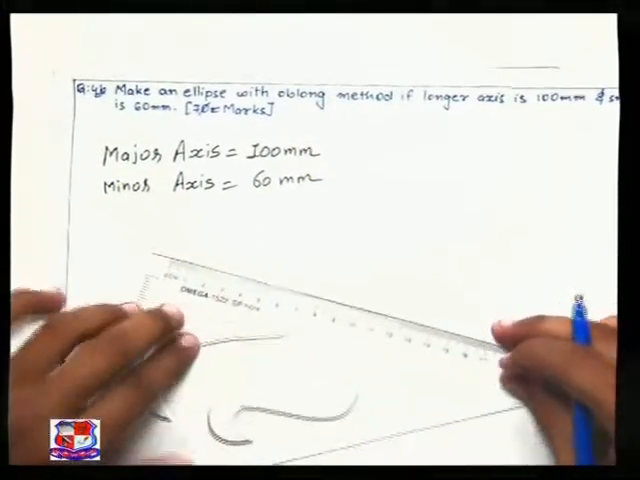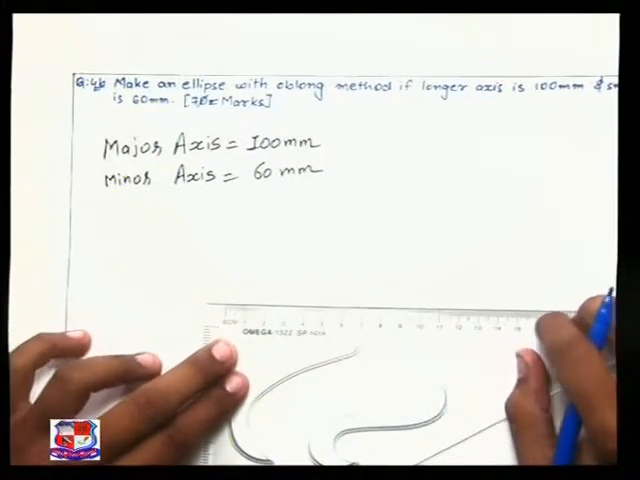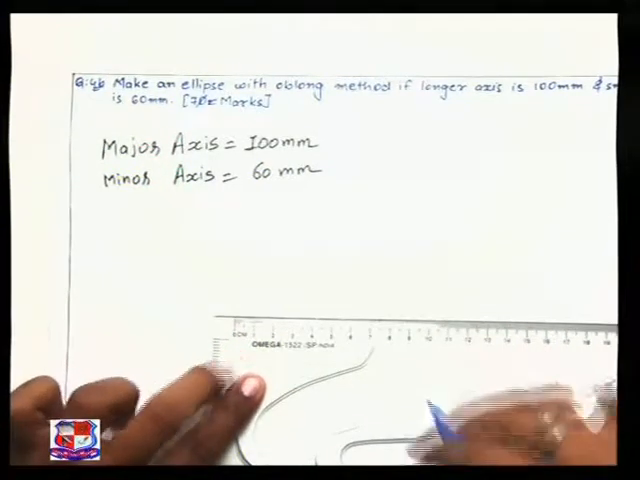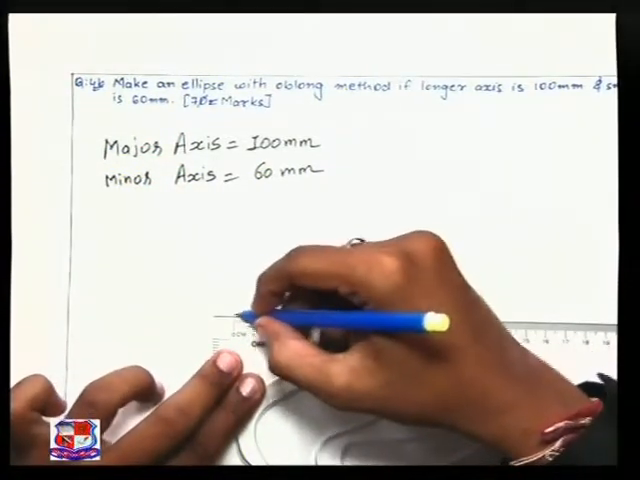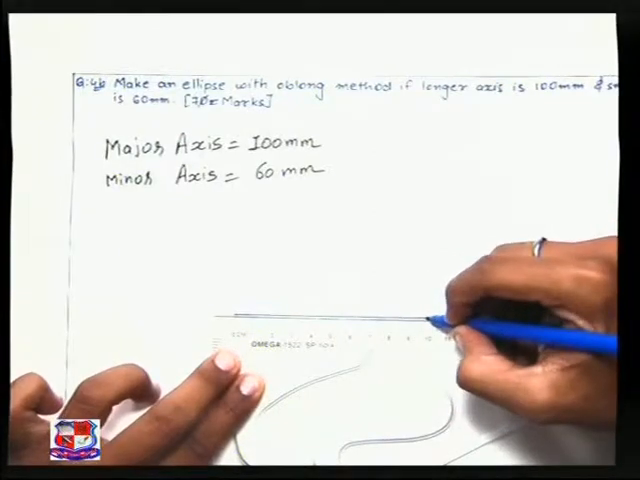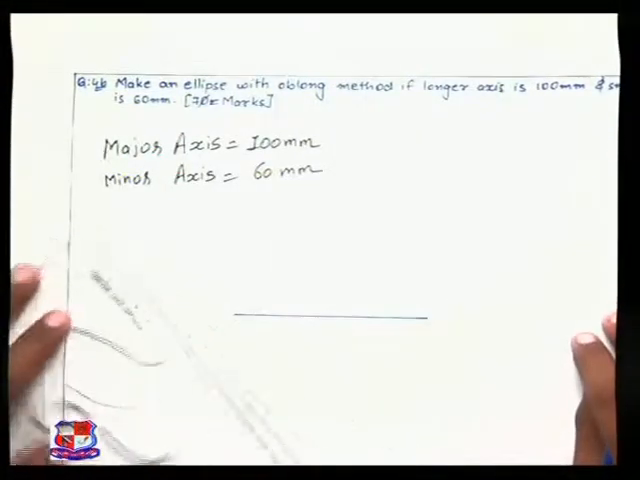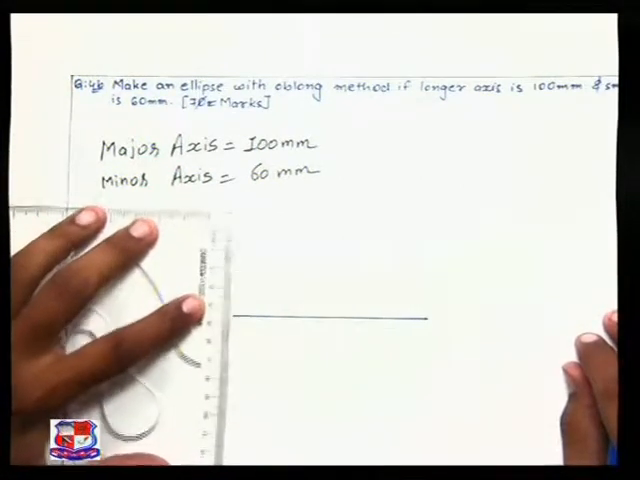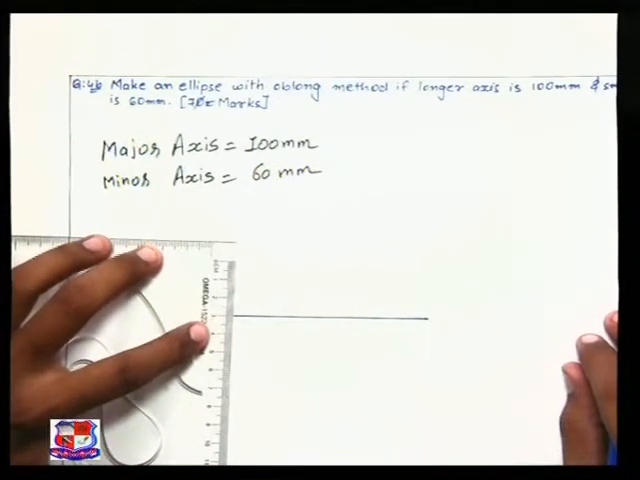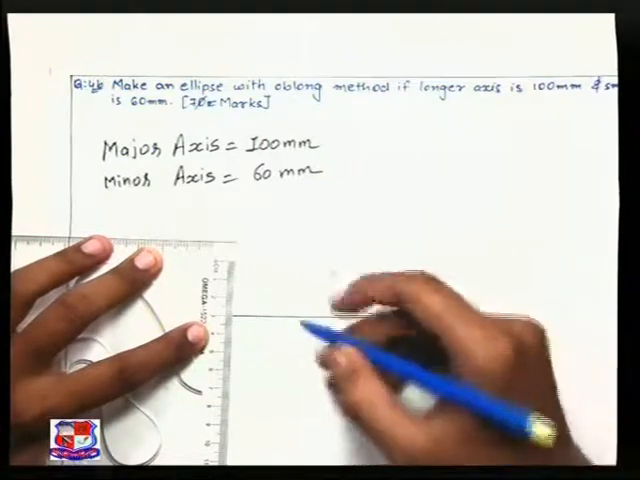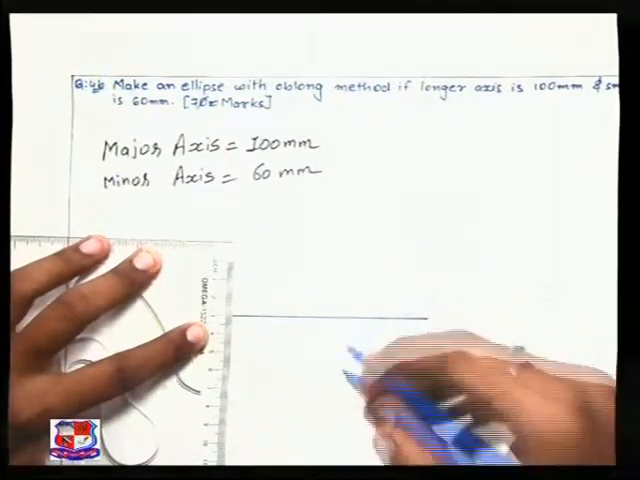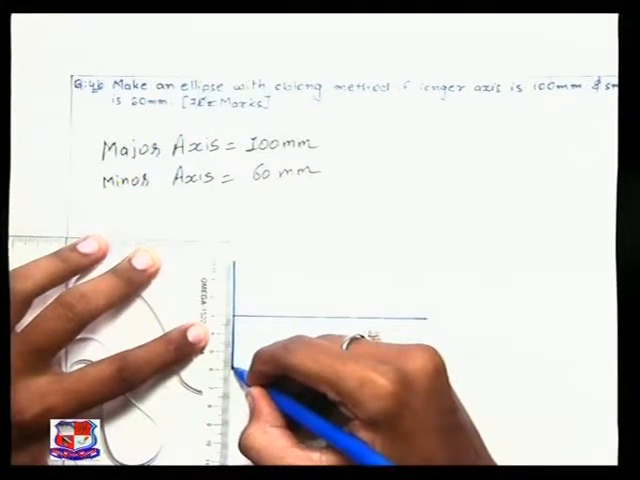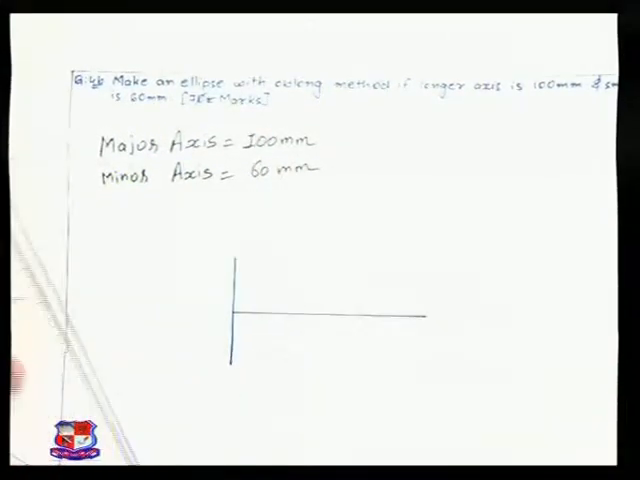First we are going to start with drawing a line as the major axis. It would be a horizontal line of 100 mm length. And as it is also called the rectangle method, we are going to draw a line of 60 mm taking a center.